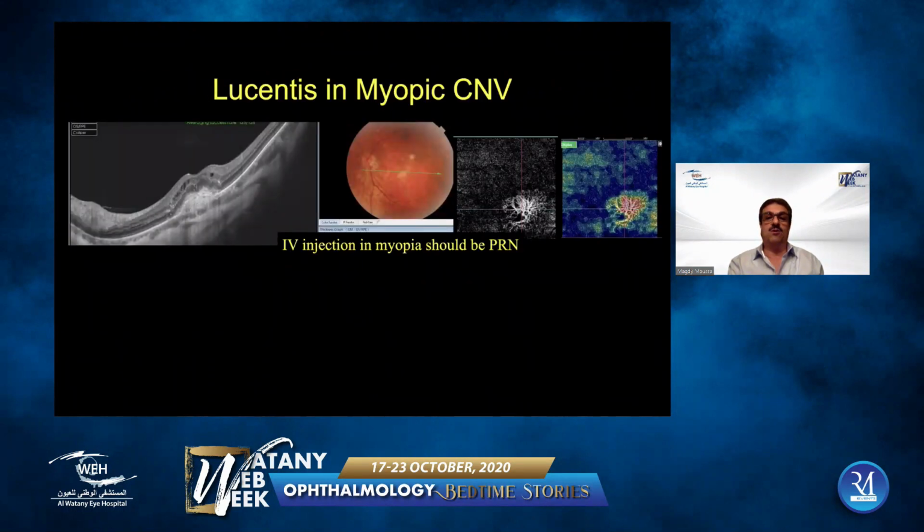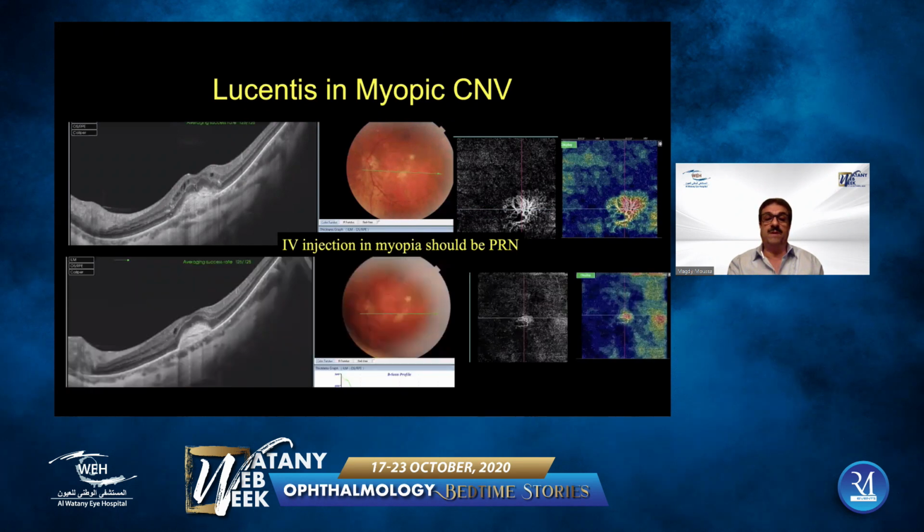Here is Lucentis in myopic CNV, and we all know that myopic CNV is completely different from the different types of wet AMD, type 1, 2, 3 or 4, because myopic CNV has a very good natural course. Sometimes one injection will do the job and you don't need any more. And sometimes you need to follow up this patient monthly for the first 3 months. But once the edema is gone, you shouldn't keep injecting this patient.